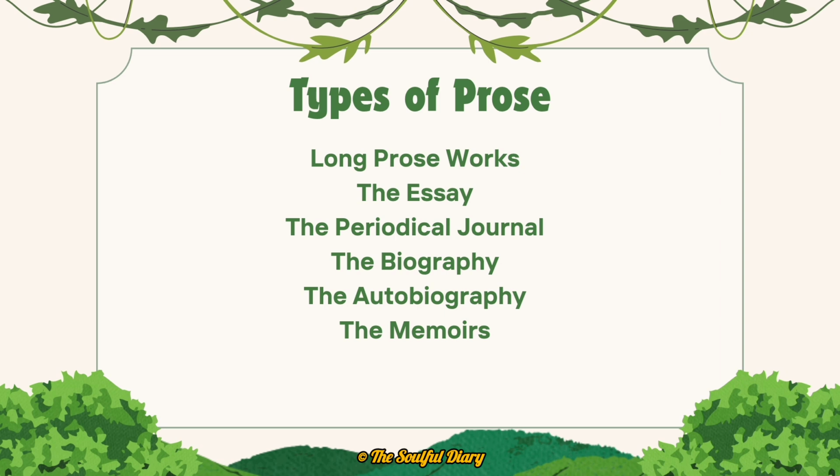Expository prose informs or explains. Examples include analytical essays and research reports. Persuasive prose presents reasons and evidence to convince the reader to act or think in a certain way. Examples include editorials and political speeches. Descriptive prose uses details related to the senses to create mental images for the reader. Examples include character sketches and scientific observations. Major forms of prose: long prose work, the essay, the periodical journals, the biography, the autobiography, and the memoirs.